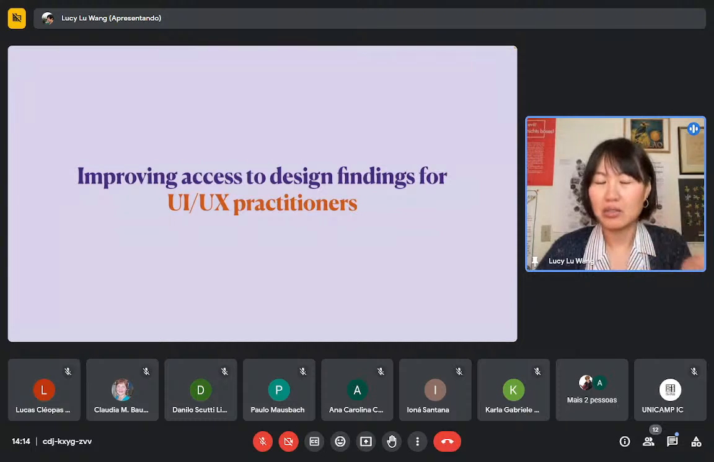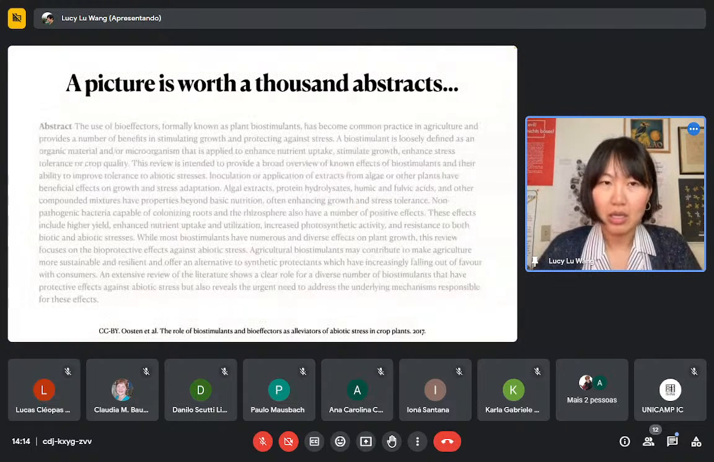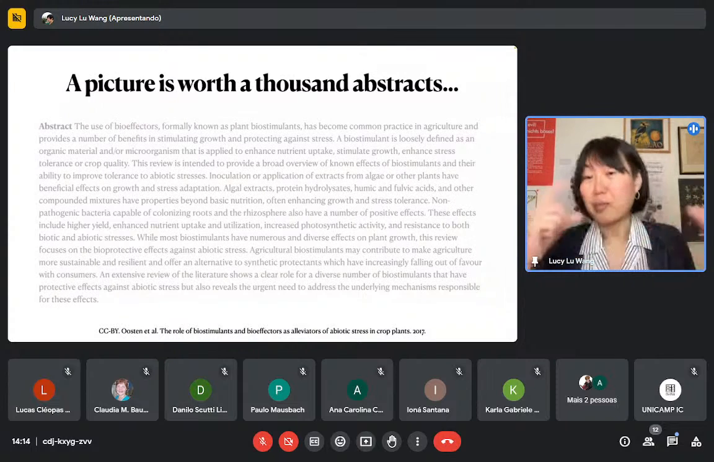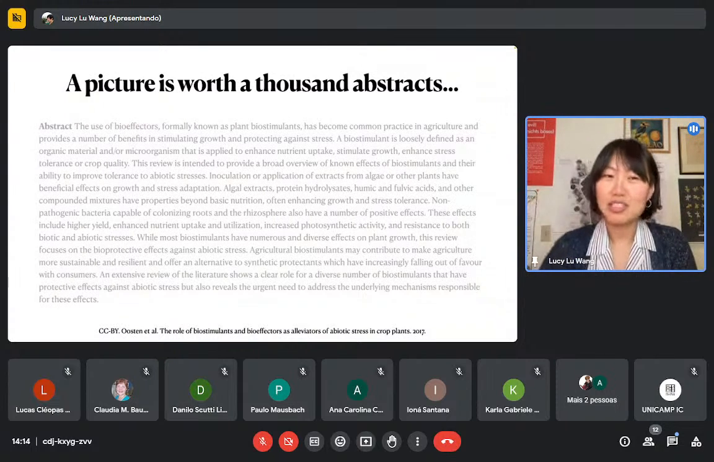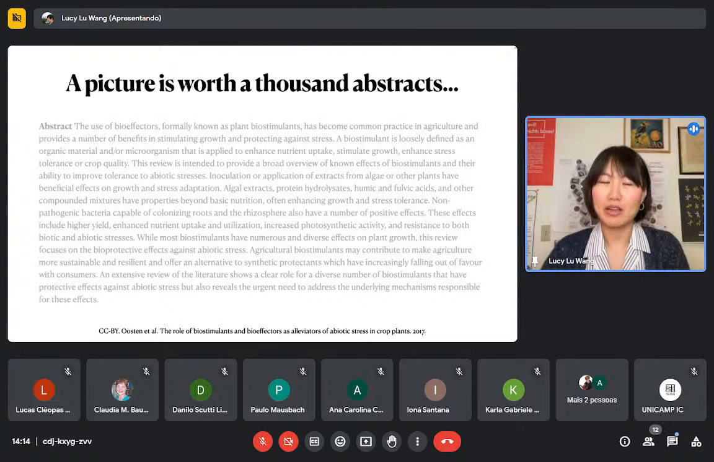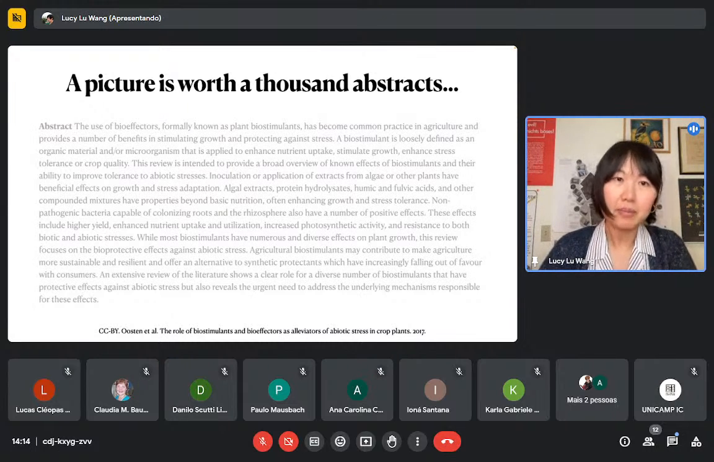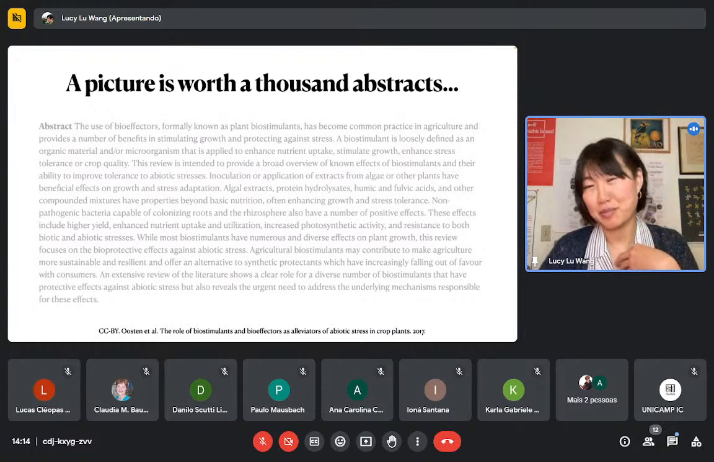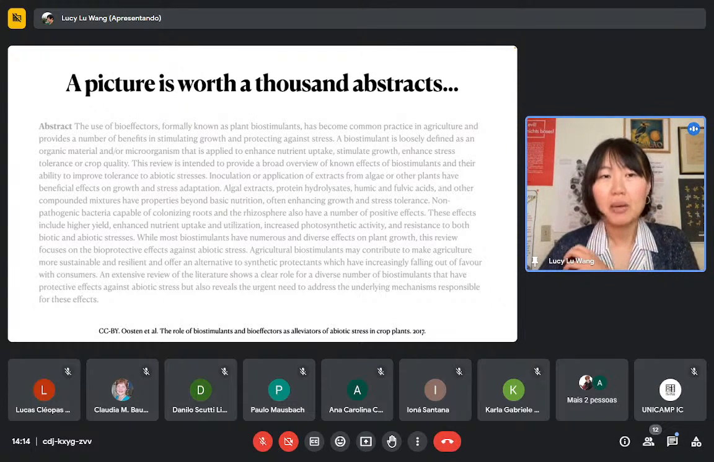So to start, I'll describe the first system, which tries to improve access to design findings for these design practitioners, UI UX designers. I'll start by saying that a picture is worth 1,000 abstracts. So this is a paper I found in PubMed on plant sciences. That's a biomedical paper repository hosted by the U.S. National Institutes of Health. Now, I don't really know anything about the topic of this paper since I don't work in plant biology, but it seems to be something about stress in crop plants.